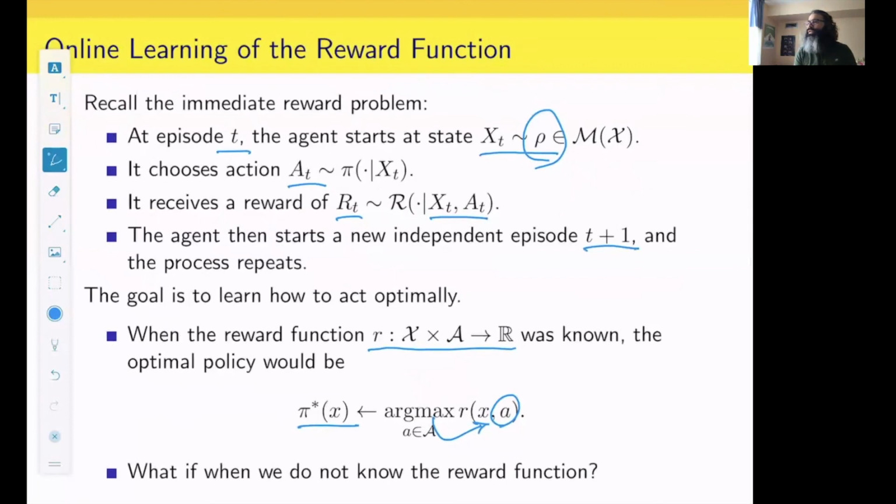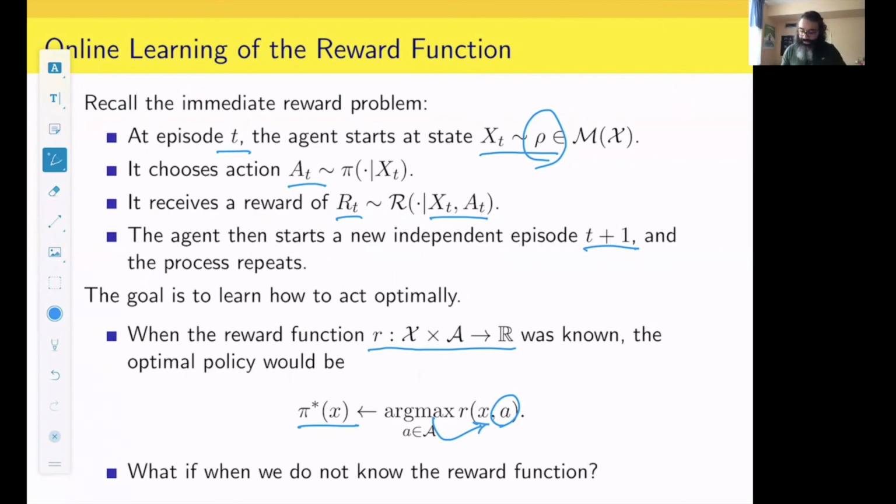I think I had a question here. Okay, so there's a comment that this is a contextual bandit. Yes, I guess you can think of it as a contextual bandit problem. That's right. But we haven't really talked about bandits yet, but that is an example.